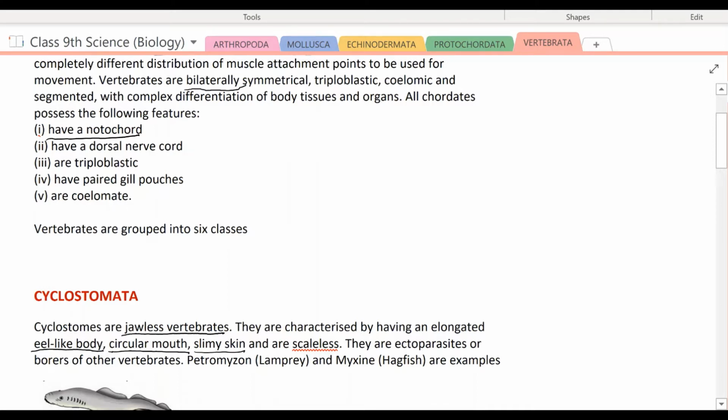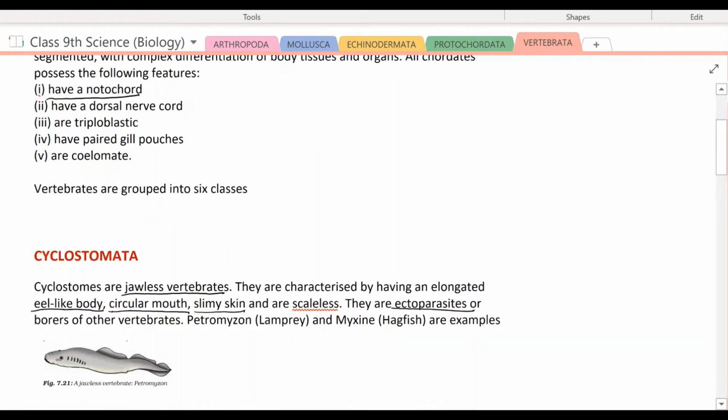scaleless. They are ectoparasites. Petromyzon and Myxine are the examples. This is Petromyzon, a cyclostome. It is a jawless vertebrate.